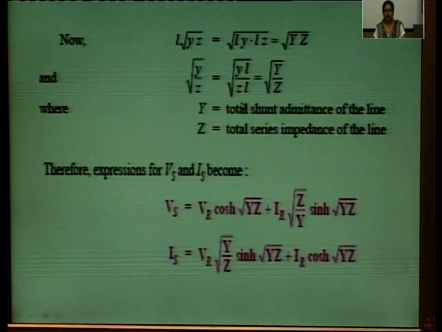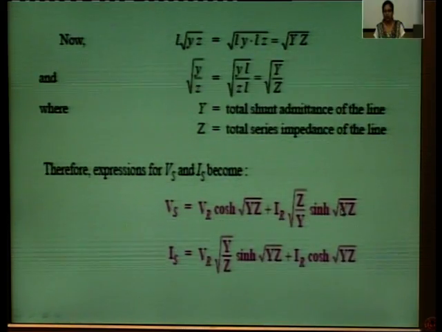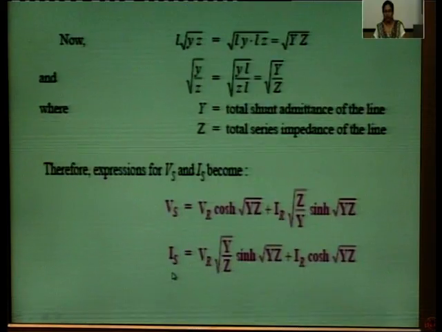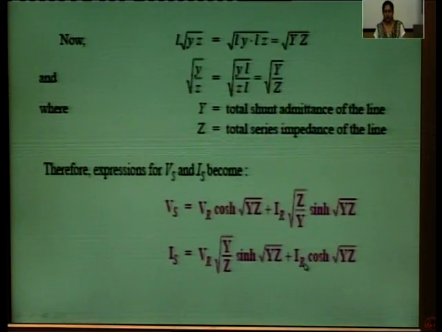So substituting these values, the equations of Vs and Is will become Vs is equal to Vr into cosh of root of YZ plus Ir under root of Z by Y into sinh of root of YZ. And the equation of Is is equal to Vr into root of Y by Z into sinh of root of YZ plus Ir cosh of root of YZ.